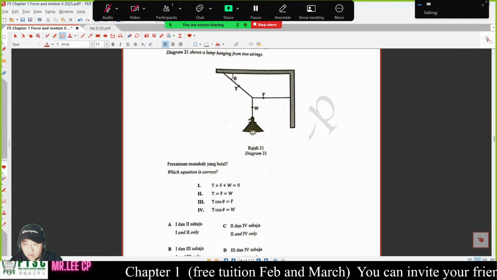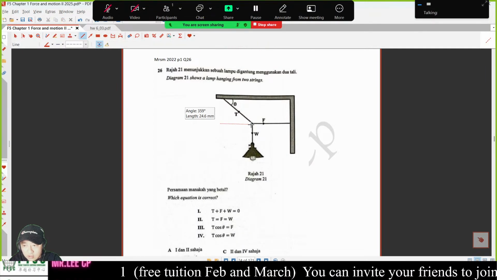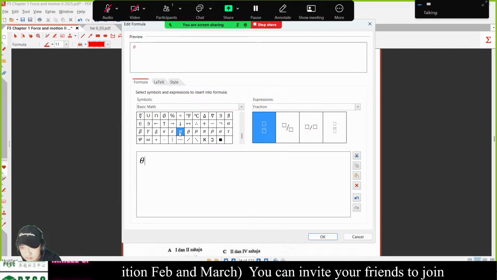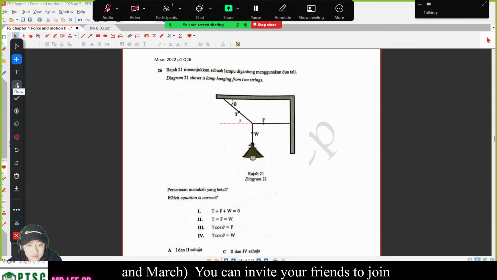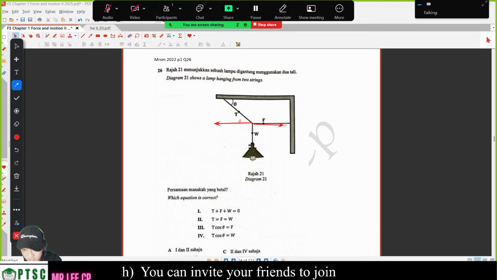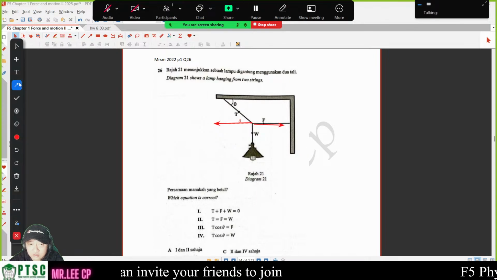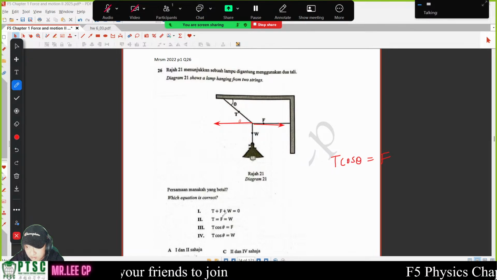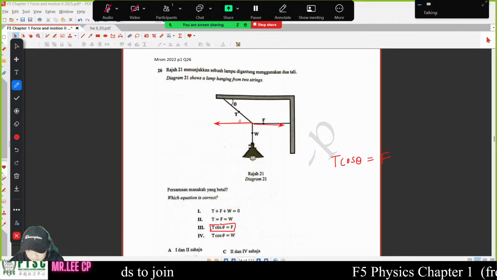Alright, so we are going to do this. Which equation is correct? So I label all the forces first. This is theta. Right, theta, put it in. Now here, T cos theta is equal to F. Right? So T cos theta is equal to F. Yeah, correct. Alright.